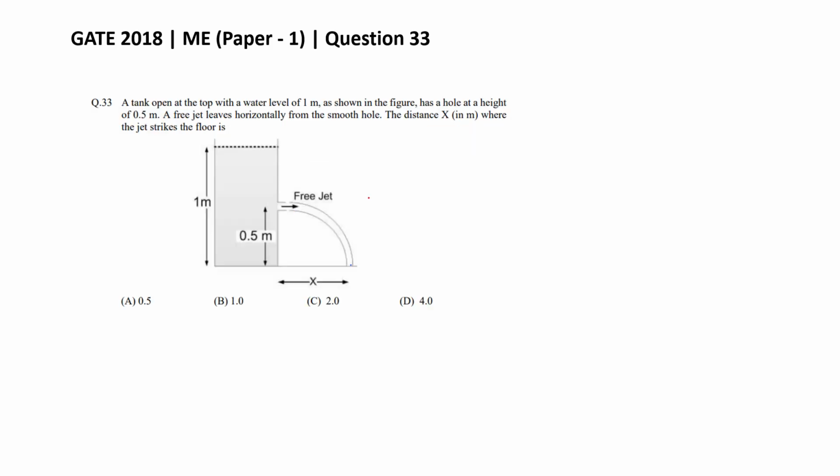So this was a question from theory, and this next one is from GATE 2018. Here they have given us a tank which is open at the top with a water level of 1 meter, and a hole at a height h of 0.5 meter. A free jet leaves horizontally from the smooth hole. The distance x where the jet strikes the floor is.